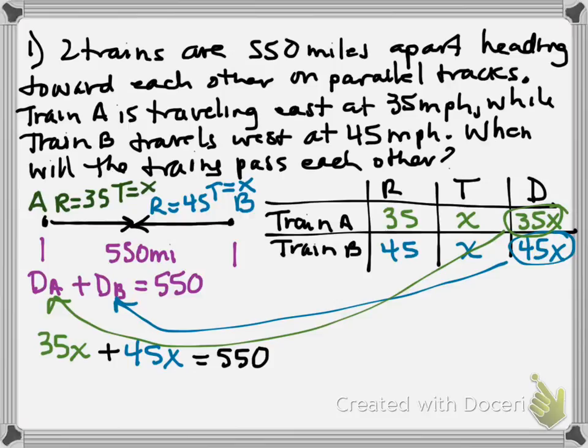You combine like terms, divide both sides by, what is it going to be, 80, and solve it out. Time isn't always a whole number. Sometimes it's a mixed number. Okay? Let's do another one. So let me just think, there's a good one here.